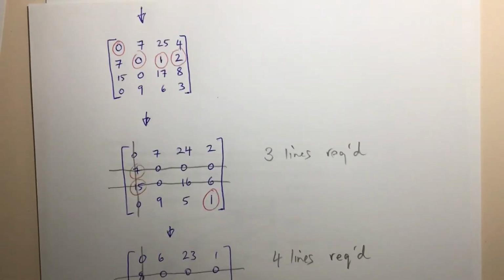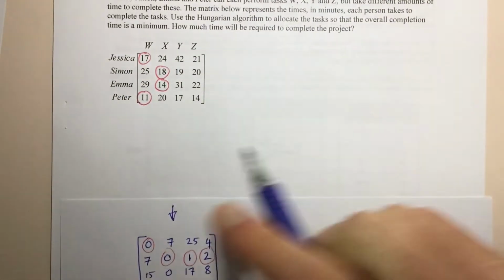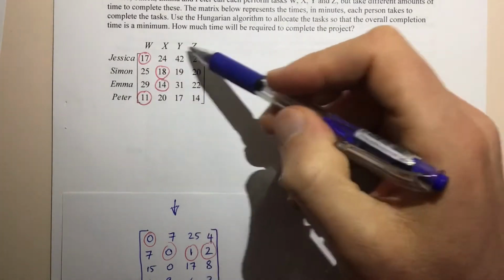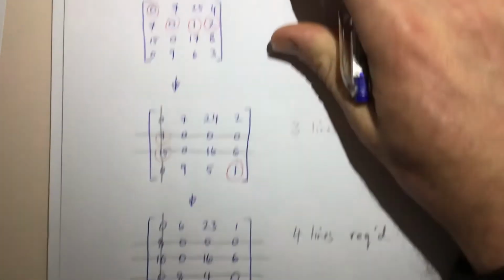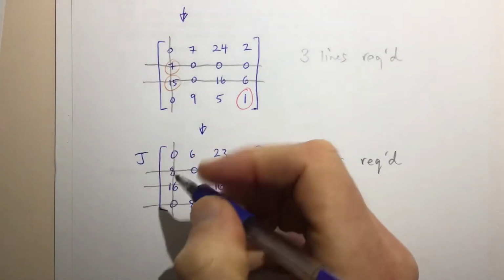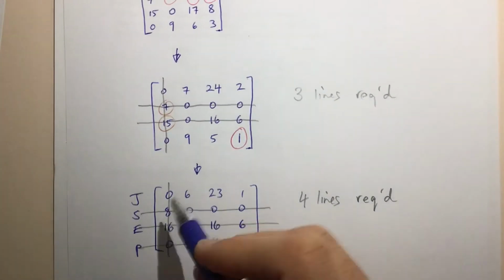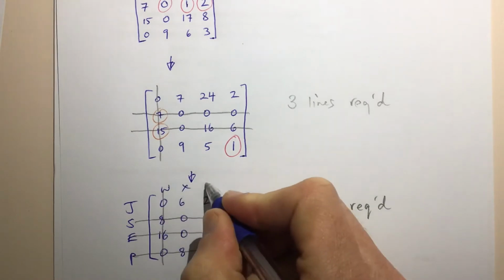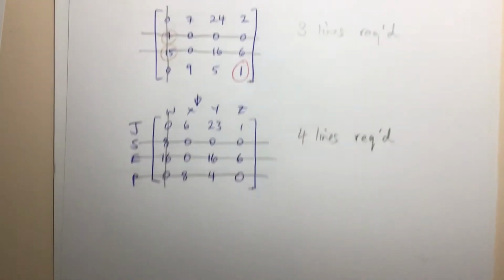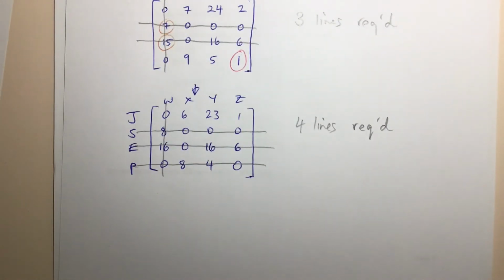What's useful to do is go back to the original matrix or table, however the information was given, and label the rows and columns again. So I'm just going to put J for Jessica, S for Simon, E for Emma, and P for Peter. And then the jobs were W, X, Y, and Z. And remember that the zeros tell us how to do our allocation.